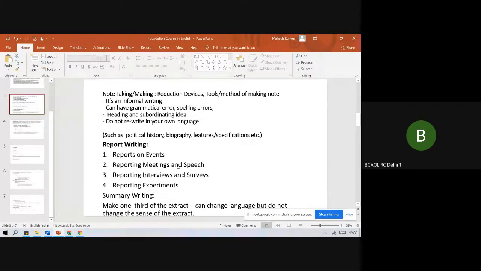So while taking notes, you have to use other tools, like reduction devices. And what are the reduction devices? Reduction devices are some mathematical tools. Yeah, it's better I show you.